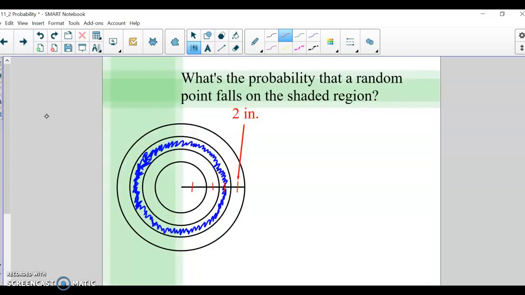Okay, the last one is this dartboard type question, and these do show up in homework and on tests, so it's good to talk about. Each one of these little tick marks is 2 inches. That means each ring has a radius 2 inches more than the last. So we have 2, and then this ring would be a radius of 4, this one would be 6, and all the way on the outside would be 8.